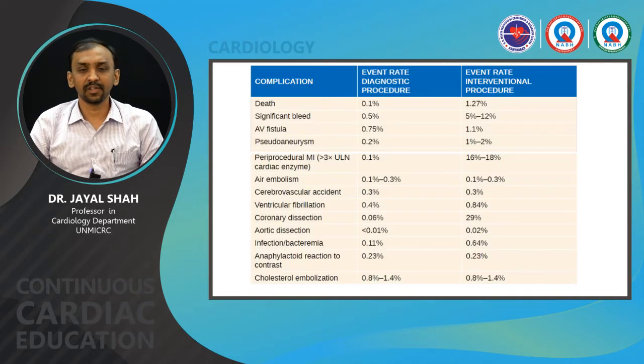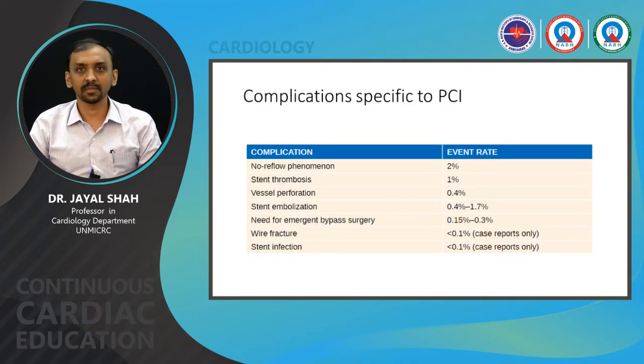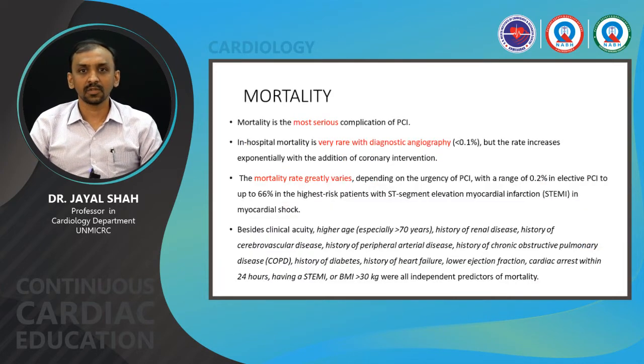This is the tabulated version of various complications and their event rates in diagnostic versus interventional procedures. You can see that the incidence of all the different complications is somewhat higher in the interventional procedure as compared to the diagnostic procedure, because in an interventional procedure there is direct handling of the coronary arteries. These are some of the complications specific to PCI. Chiefly among them are the no-reflow phenomenon, stent thrombosis, vessel perforation, stent embolization, need for emergency surgery, wire fracture and stent infection.